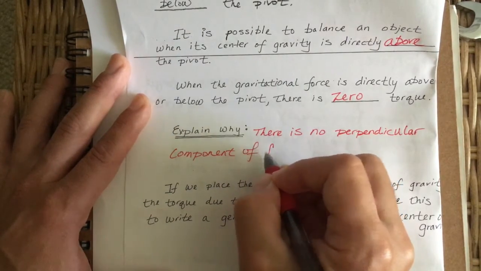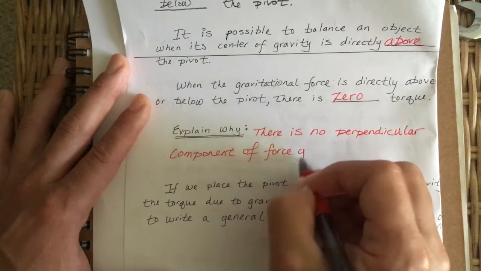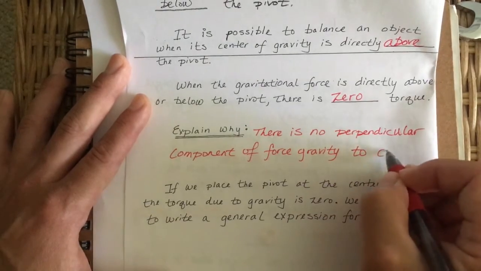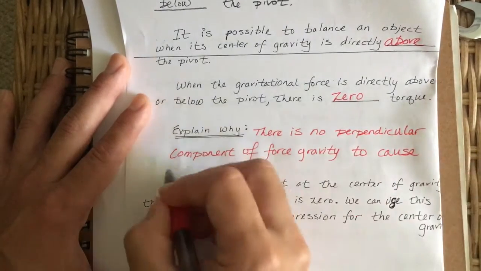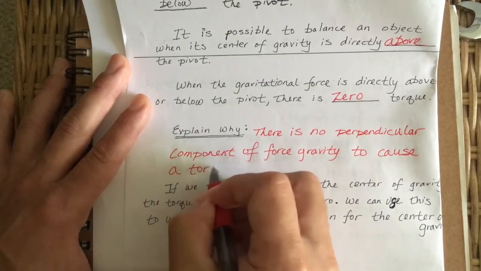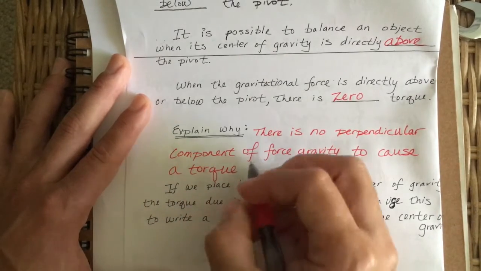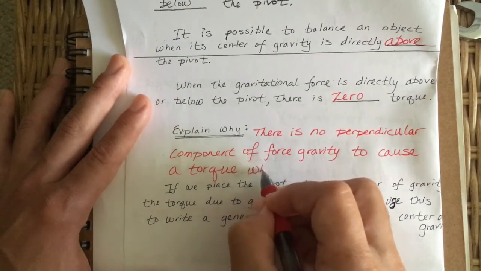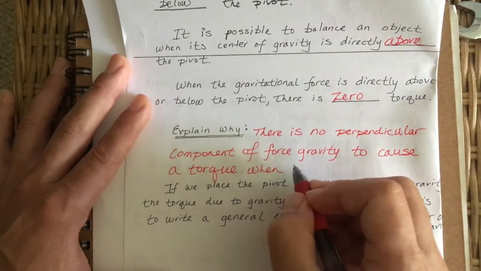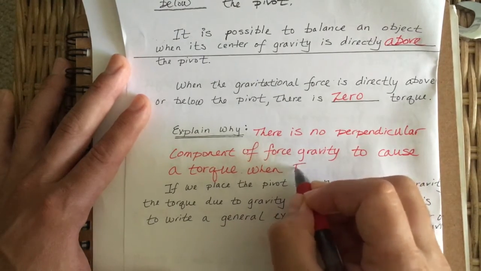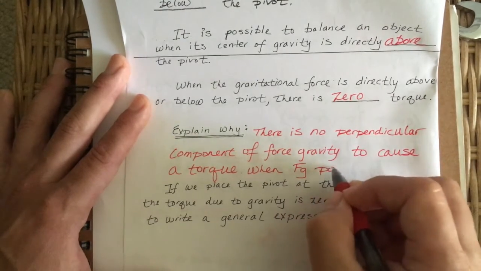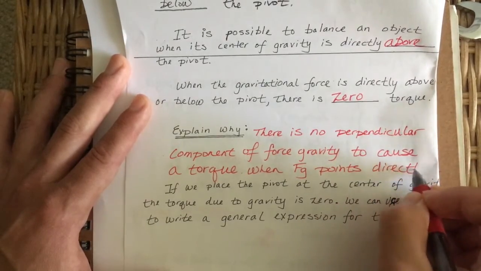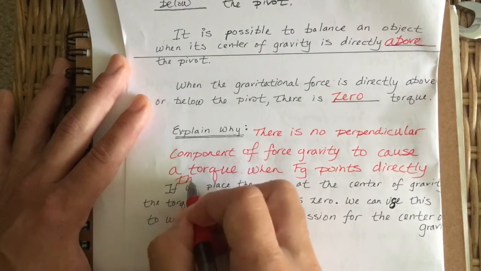We'll say of force gravity. This is when force gravity points directly through the pivot.